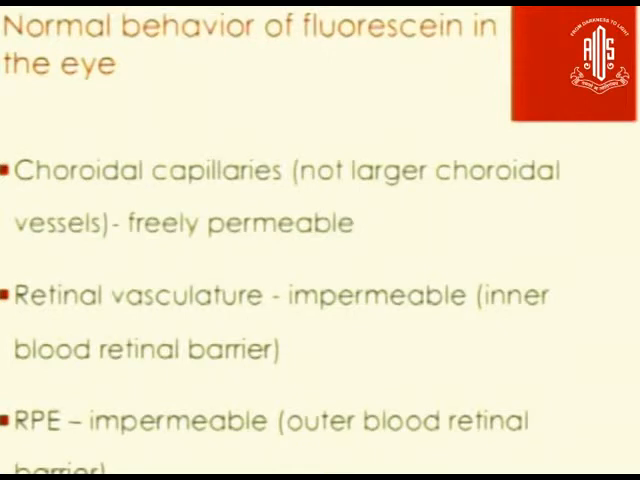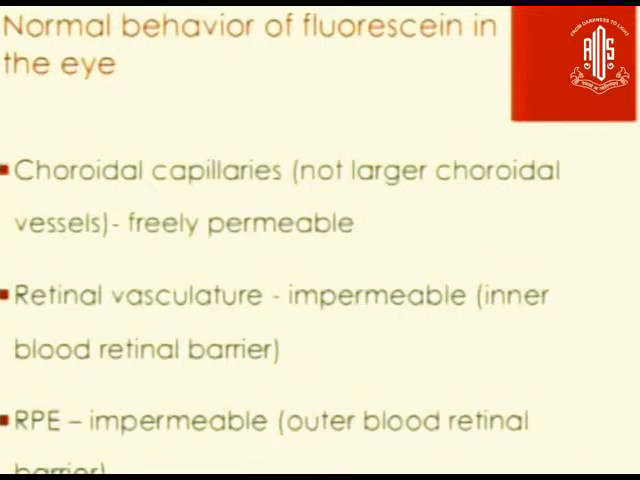So what is the normal behavior of fluorescein based on which you interpret your angiograms? Three things you should remember. That the fluorescein molecule does not escape from the retinal circulation normally because of two barriers, the inner blood retinal barrier and the outer blood retinal barrier. The inner blood retinal barrier is made of the retinal vascular endothelium, which has tight junctions, and the outer blood retinal barrier is made of the retinal pigment epithelium, where also they have tight junctions between the cells.